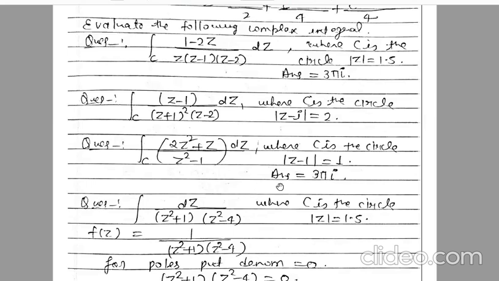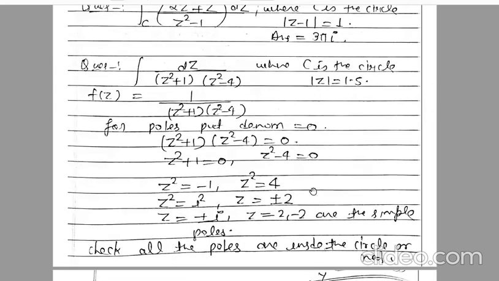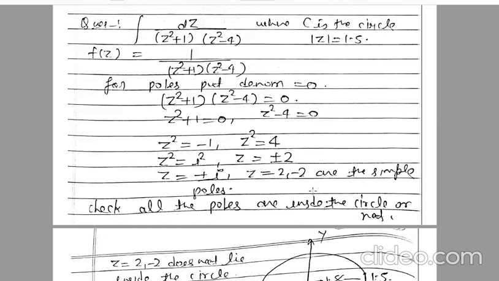Now there is another one, z square minus 1. So you will check your poles, and this is a circle |z minus 1| = 1. That means the radius is 1 and the center is (1, 0), right? So just check all of these questions. Now there is another example here.